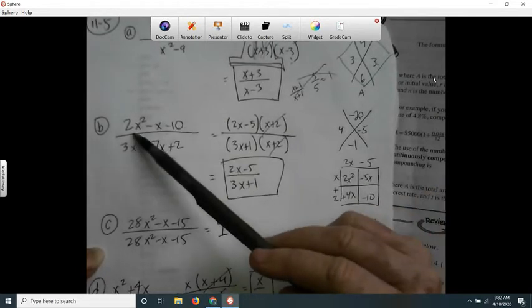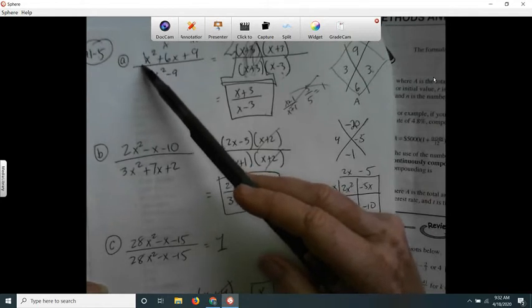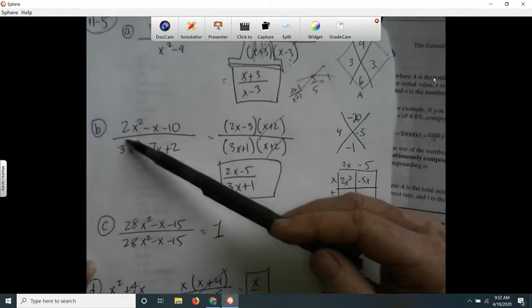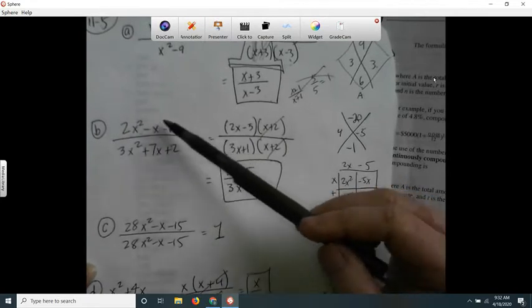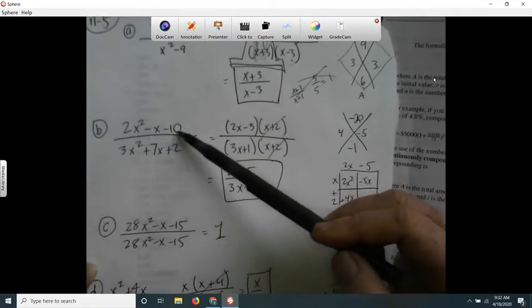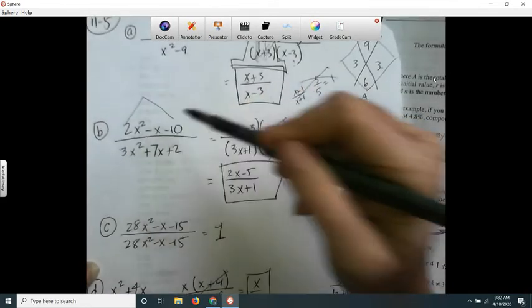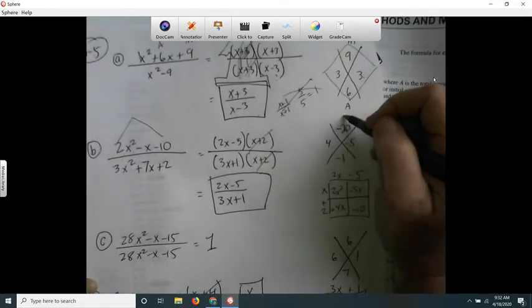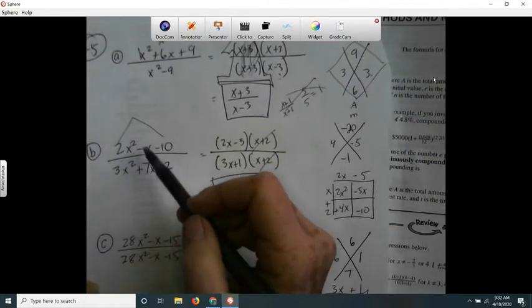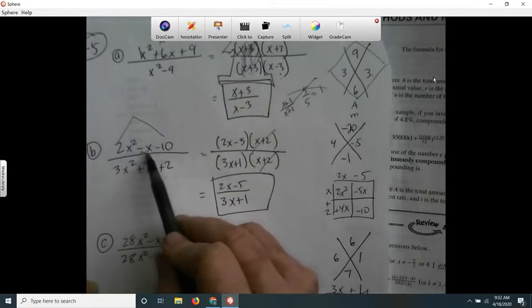So this x squared has, see how this one just had a 1 in front of it? There's no number in front of x squared. This one has a 2, which means you're going to have to do your factoring a little differently. So the way I do it is I take these two numbers and I multiply them together and I get negative 20. So now I'm looking for something that multiplies to make negative 20 and adds to make the coefficient of x, which is negative 1.